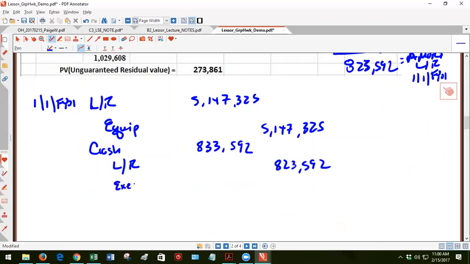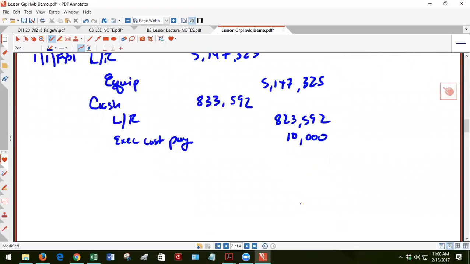And then you have executory cost payable, not expense. This is a credit, increases a liability. The lessor is just making the payment on behalf of the lessee. Executory costs for the lessee are expenses. Then you have your 12/31 adjusting entry, FY01. You'll have interest receivable, interest revenue.